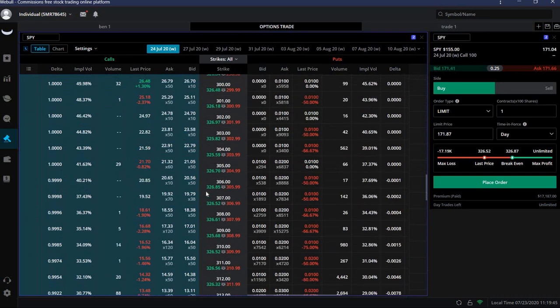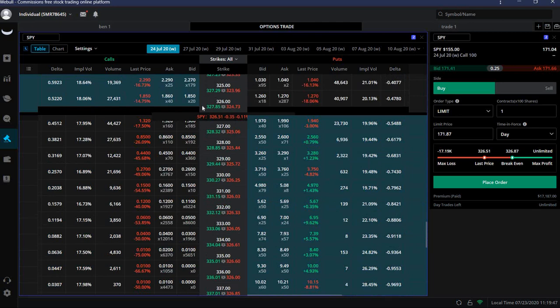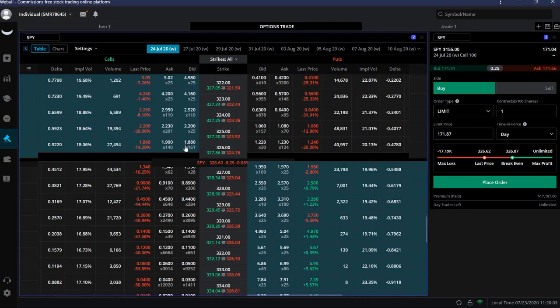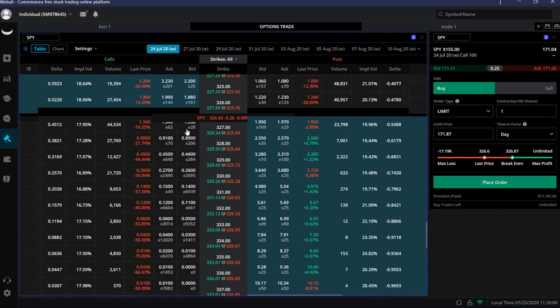So you can buy a just out of the money, hoping by tomorrow when the market closes, the price closes above 327. You can get a contract for, let's say $328. You can get a contract for $89. So this is kind of just difficult to read.